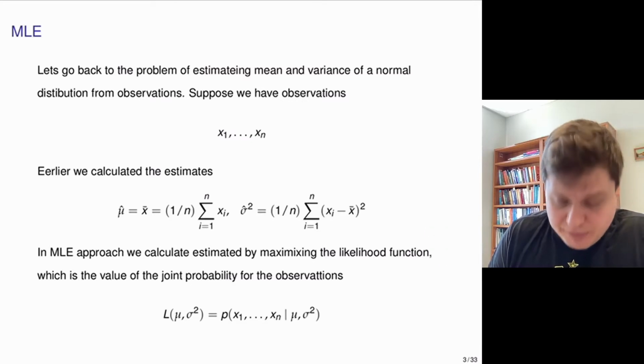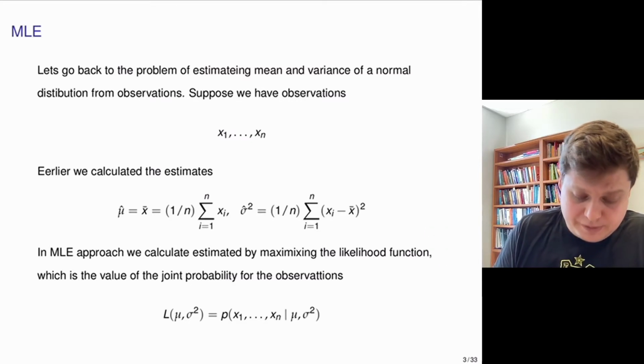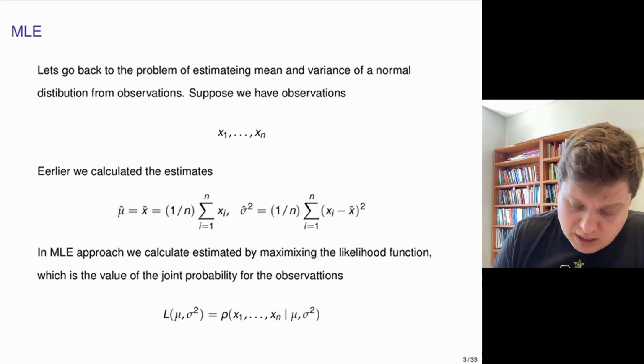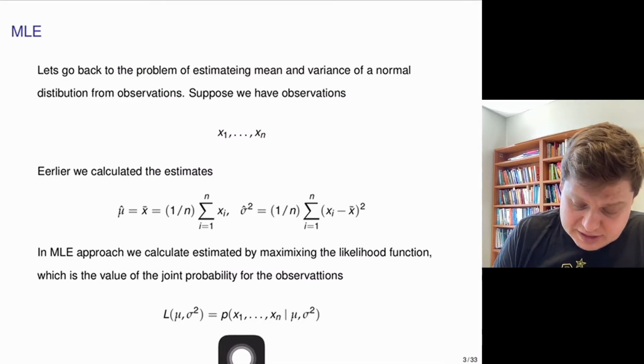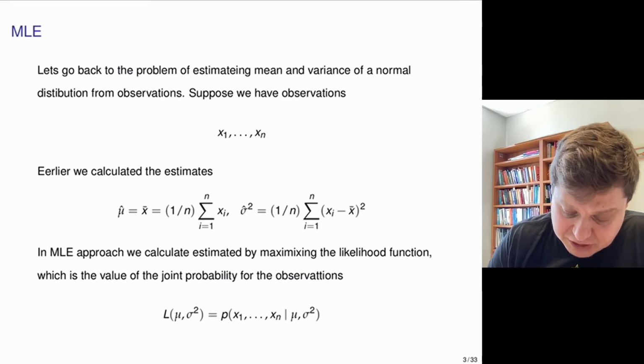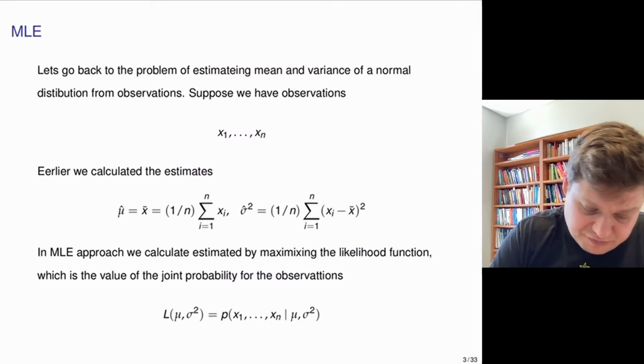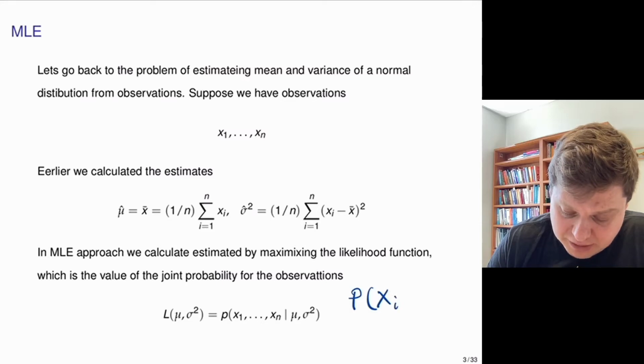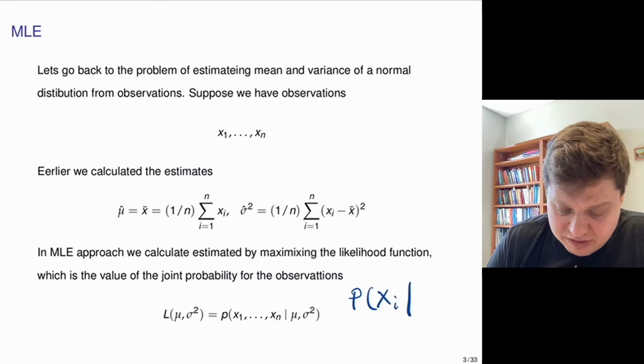And in the MLE approach, the principle is the following. We calculate estimated values by maximizing the likelihood function. The likelihood function is nothing but the value of a joint probability of the observations. So you have, for each of the observations, and usually you have some probabilistic model, meaning that you have the probability of observing xi given the parameters of the model.